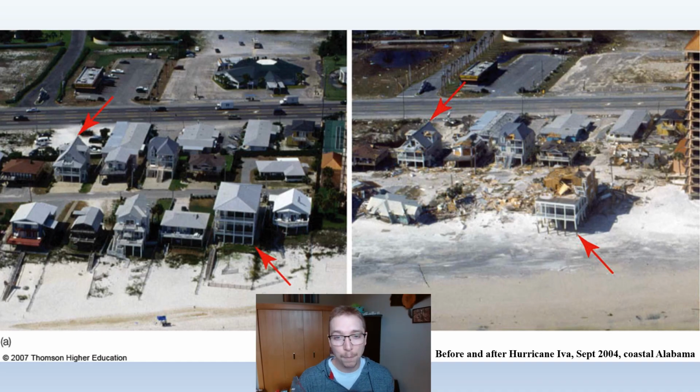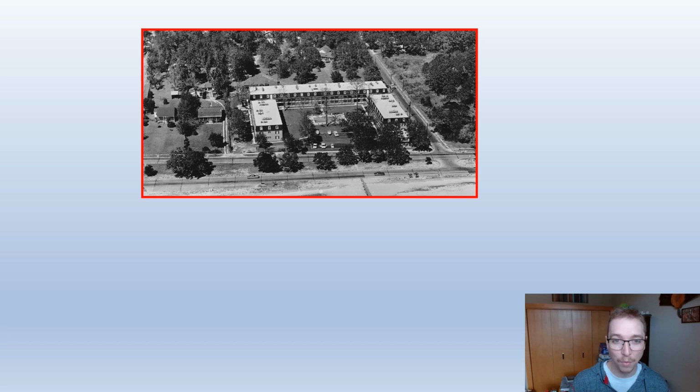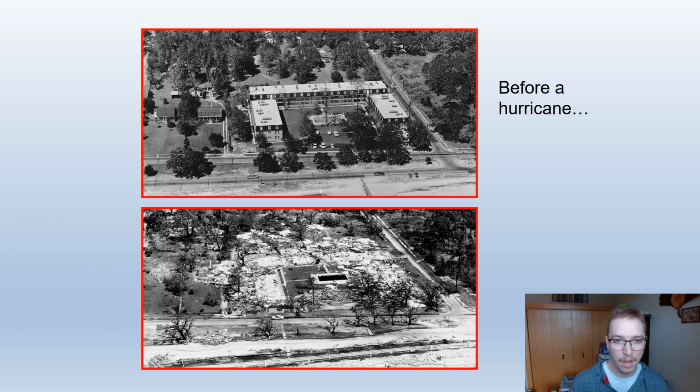Here we can see beach homes before and after Hurricane Ivan along the coast, Orange Beach, Alabama. So left before, right after Hurricane Ivan made landfall. So red arrows for reference, just to see some consistent buildings between both of them there. We can see before a hurricane, same thing after a hurricane.